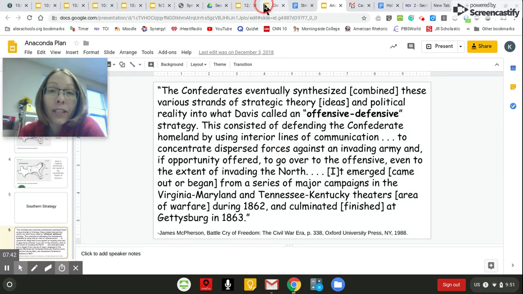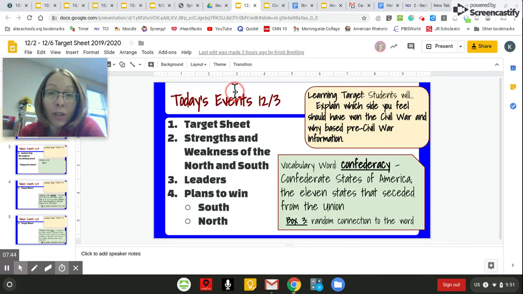So that's a quick summary of what we did today. Make sure you read this section to understand the strengths and weaknesses, and then watch those videos, and then just make sure you understand the two plans and put that in your notebook.